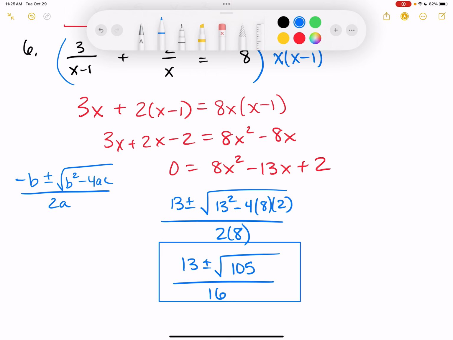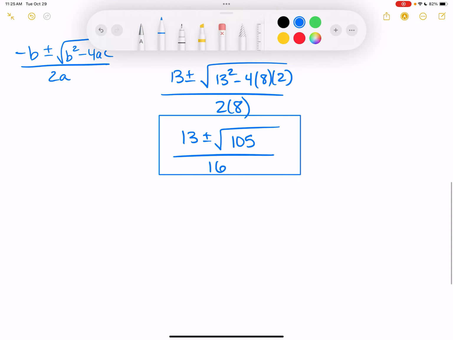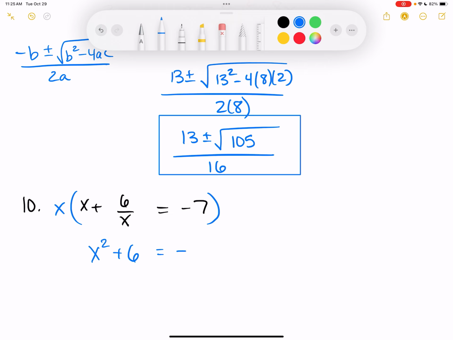All right, the next one says to also do something graphically, but we're not doing that part either. So number 10, x plus 6 over x equals negative 7. Any ideas? Multiply by x again? Yep, I'm going to multiply the entire function by x. So I'm going to end up with x squared plus 6 equals negative 7x.